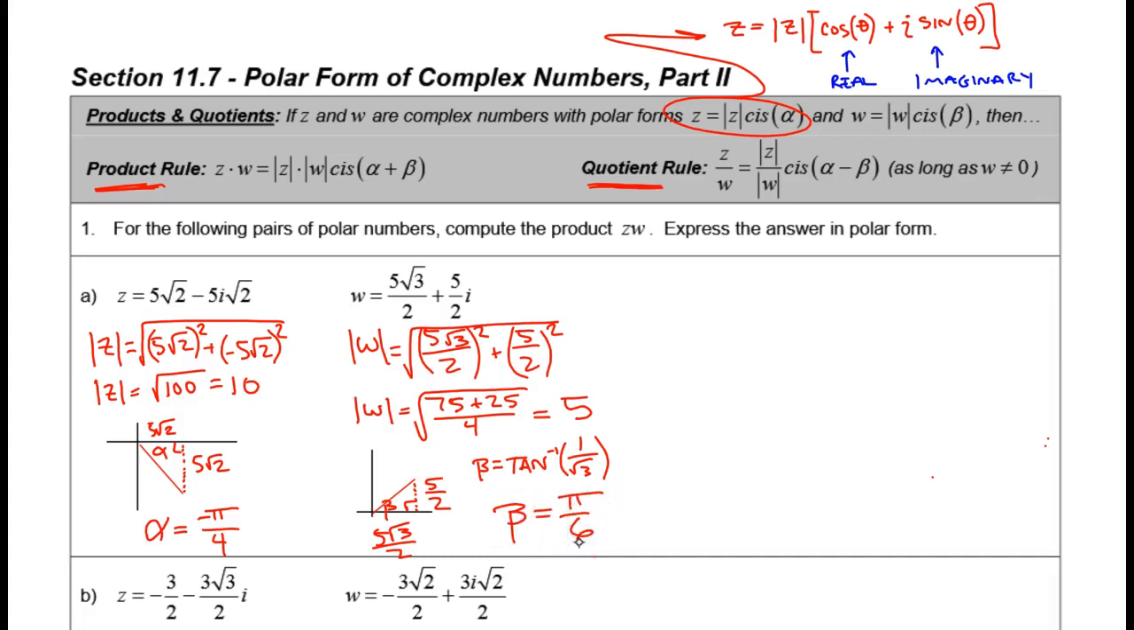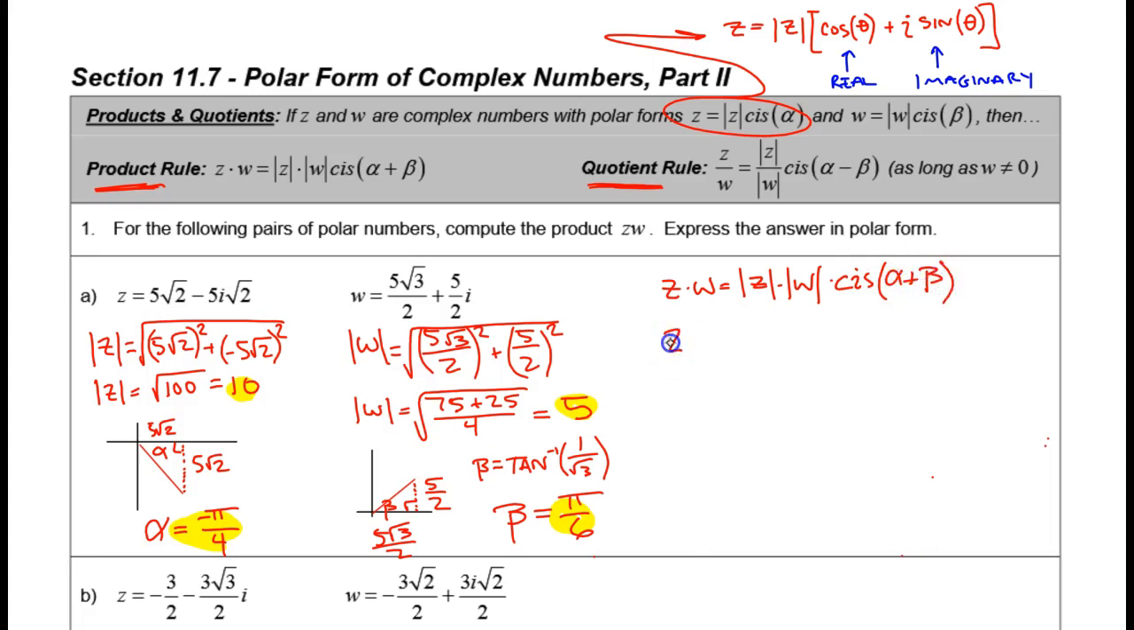So folks, we have all the components we need to do our calculation. Those components are the modulus of z, the principal argument of z, the modulus of w, and then the principal argument of w. So let's go to our formula. Our formula for the product of z and w is the modulus of z times the modulus of w, and then times CIS of alpha plus beta.